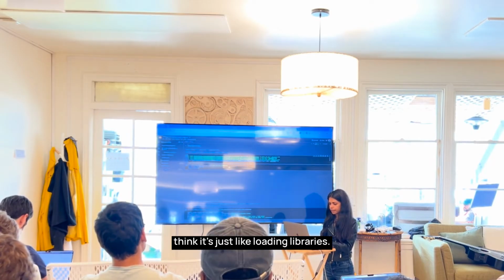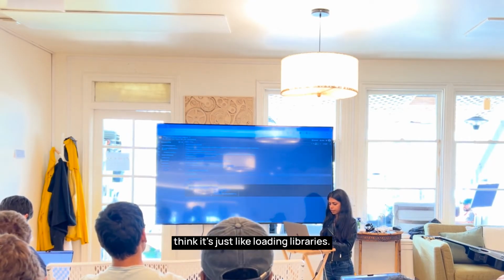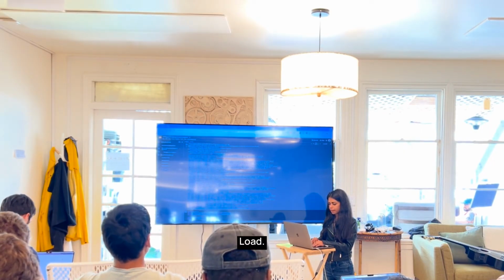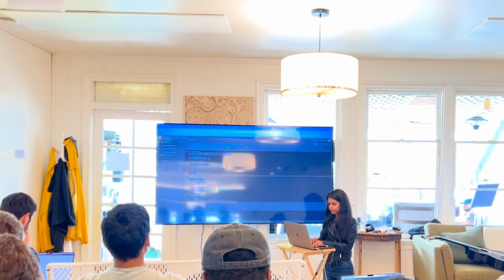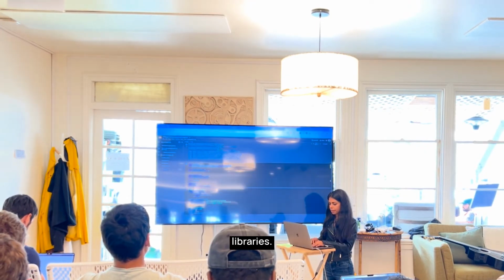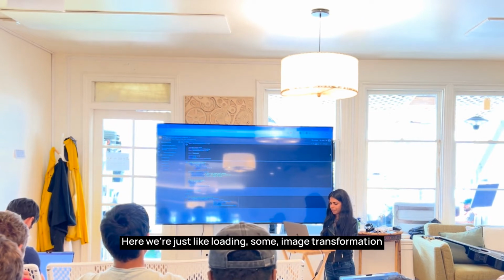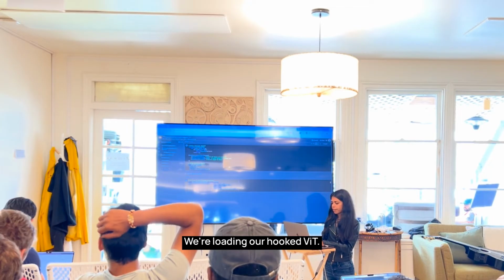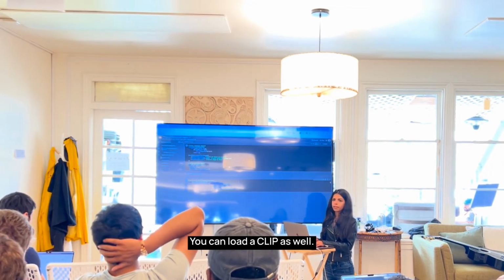Maybe it's just loading libraries. Let that load. Yeah, so this is just a bunch of plotter code. Libraries, here we're just loading some image transformation code just to make sure it's in the right format. We're loading our hooked ViT. You can load whatever model you want. You can load CLIP as well.